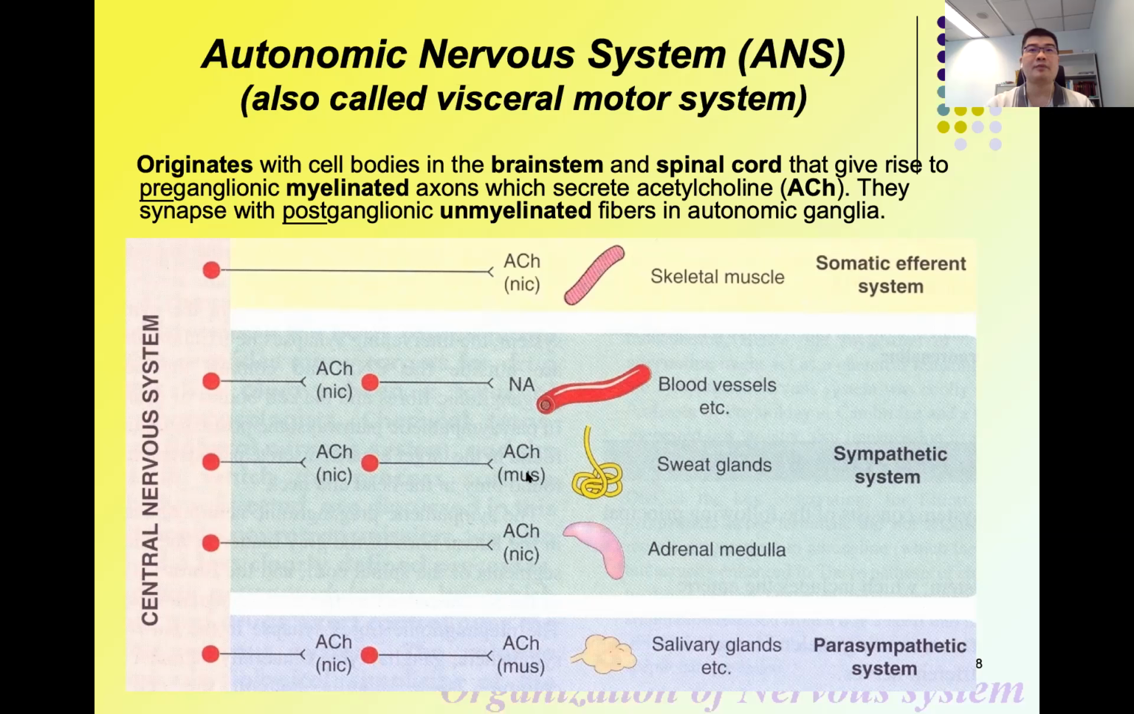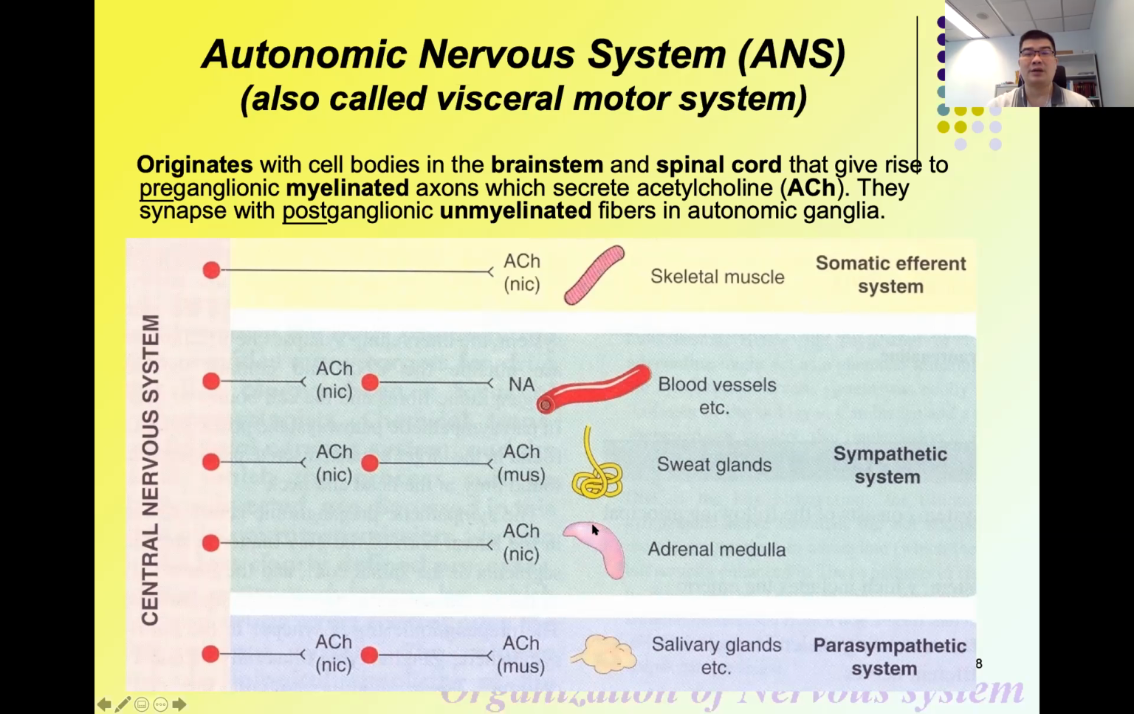Is it okay? Very good. Now you can at once look at it and see the differences. Okay. So you may ask, where are the postganglionic neurons in this part?